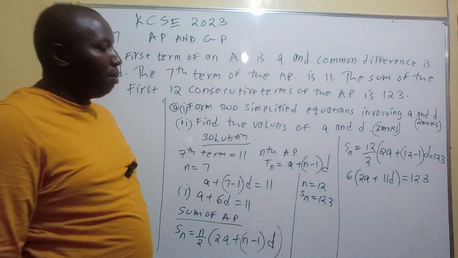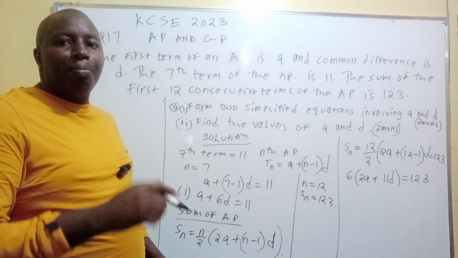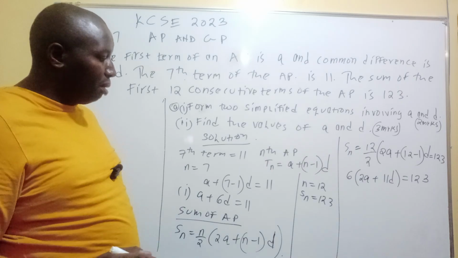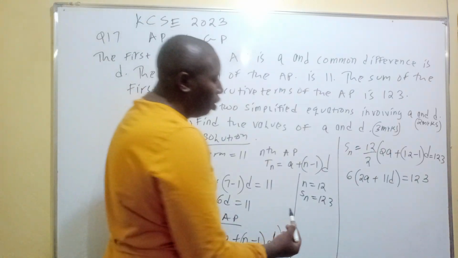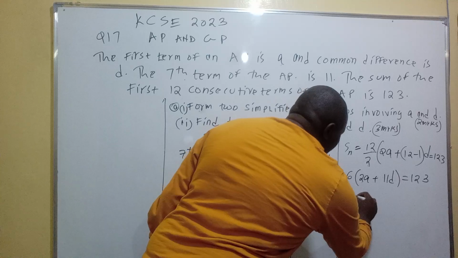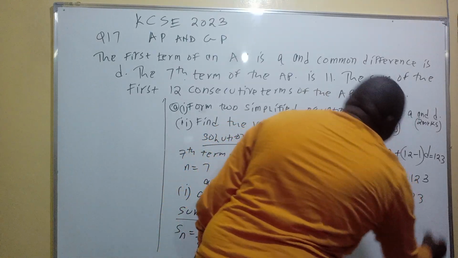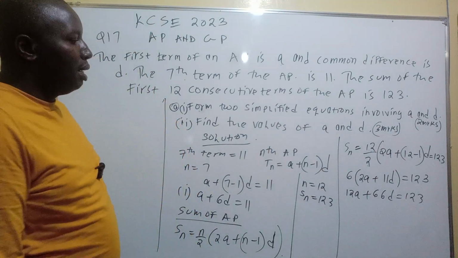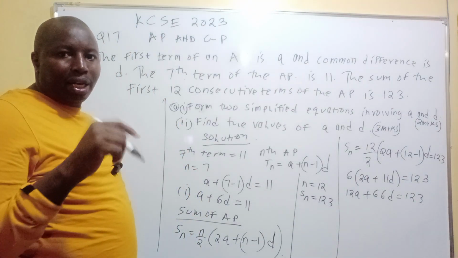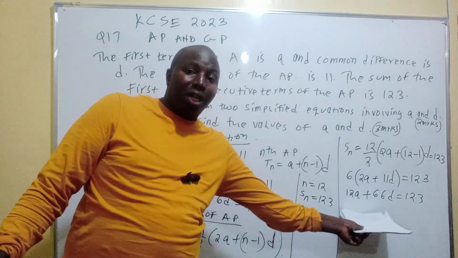Now, since the examiner is telling you to form a simplified equation, if you multiply this out you'll get 12a plus 66d is equal to 123. But note in (a), the examiner wants a simplified equation. So you should simplify this for you to get the answer.